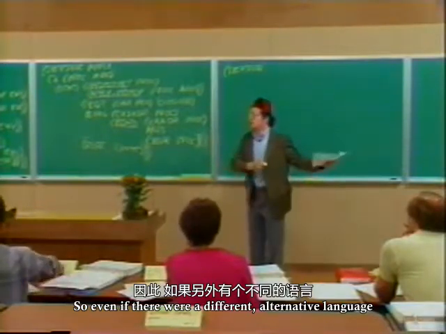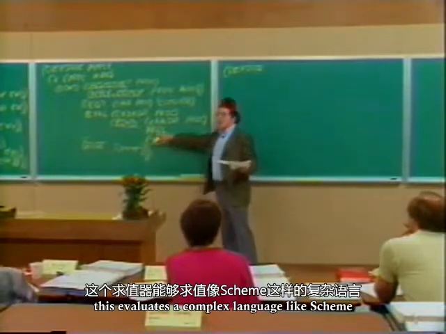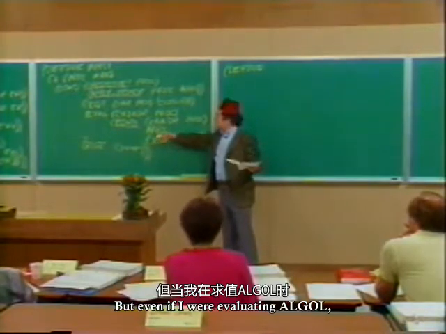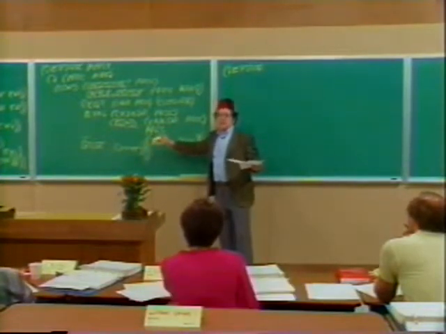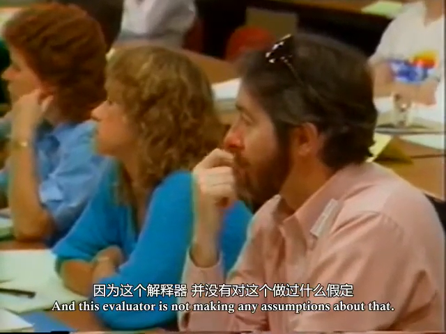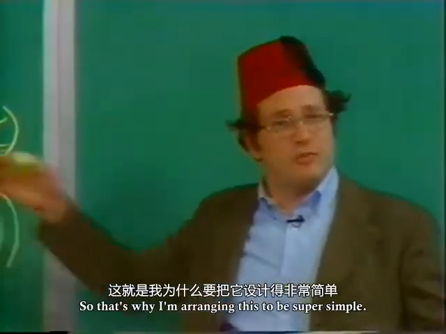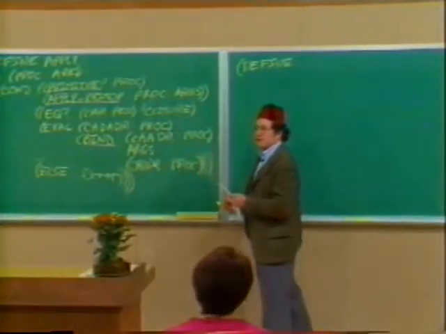So even if there were a different alternative language that were very close to this, this evaluates a complex language like Scheme, which does allow procedural arguments, procedural values, and procedural data. But even if I were evaluating Algol, which doesn't allow procedural values, I could use this evaluator. This evaluator is not making any assumptions about that. In fact, if this evaluator were restricted to not being able to do that, it wouldn't matter because it doesn't use any of those clever things. So that's why I'm arranging this to be super simple. This is sort of the kernel of all possible language evaluators.